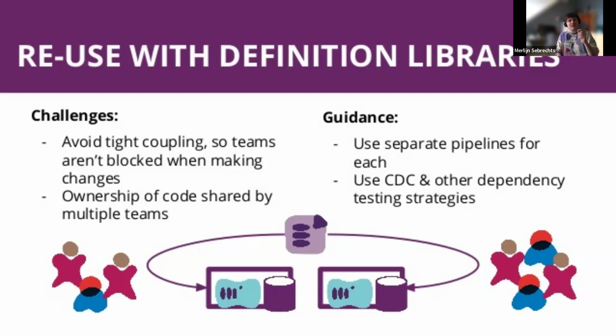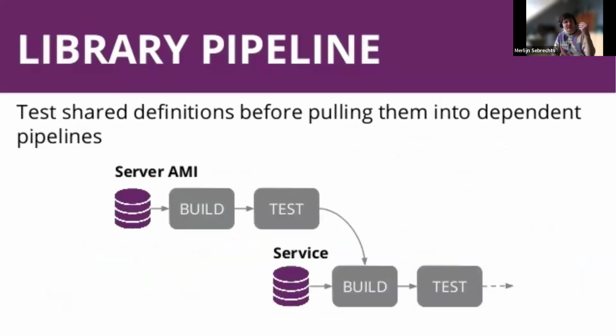So one of the guidance is to use separate pipelines for each, and use CI/CD and dependency testing strategies. Let's look a little bit more into what I mean by that. I call this a library pipeline. This is basically the idea of testing shared definitions before pulling them into dependent pipelines.